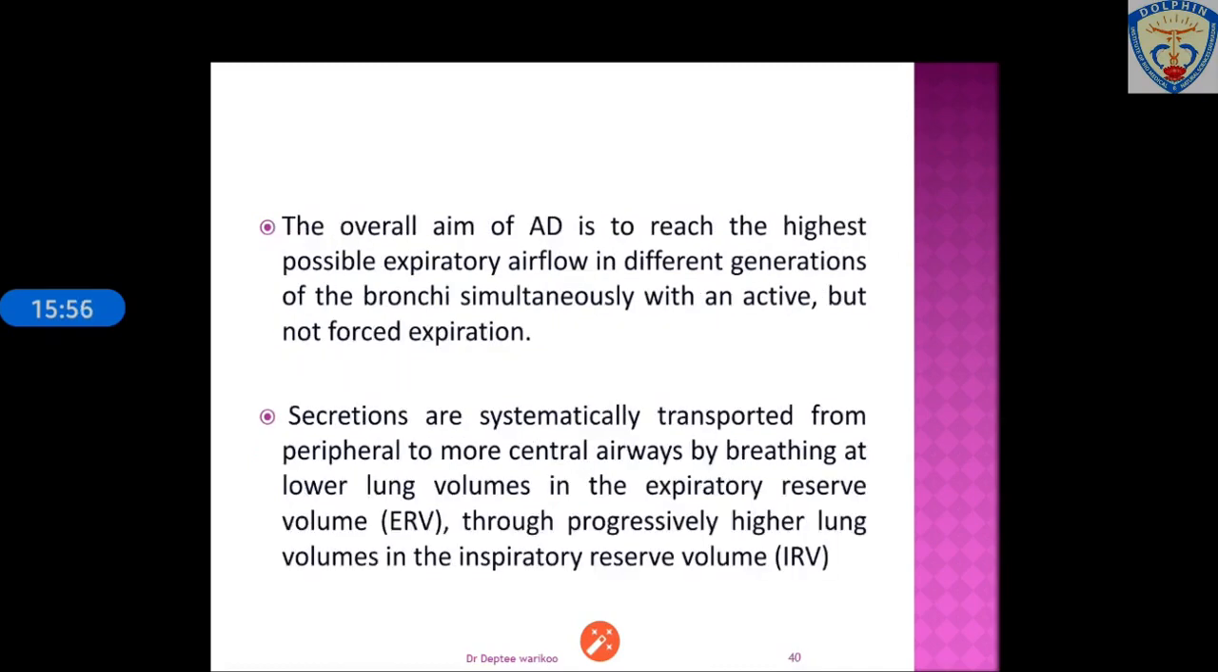The overall aim of AD is to reach the highest possible expiratory airflow in different generations of bronchi, simultaneously with an active but not forced expiration. Secretions are systematically transported from peripheral to more central airways by breathing at lower lung volumes in the expiratory reserve volume through progressively higher lung volumes in the inspiratory reserve volume.